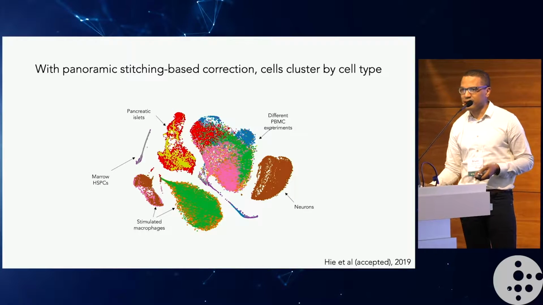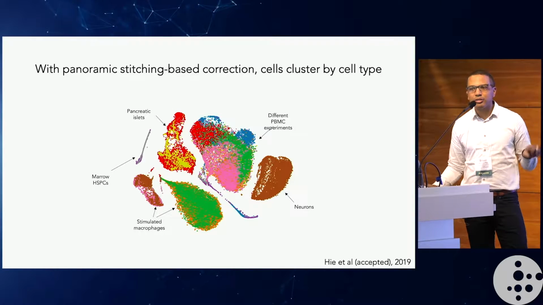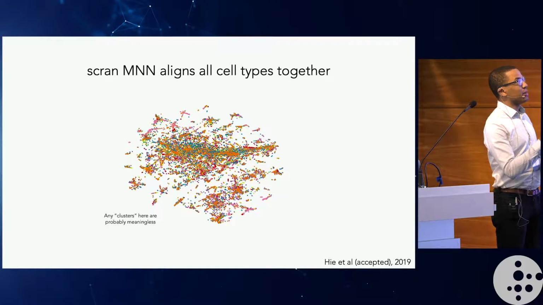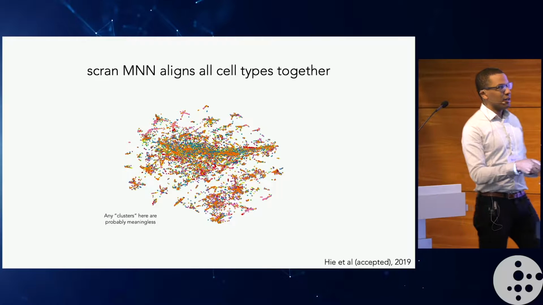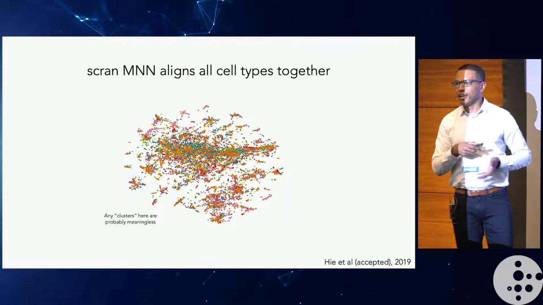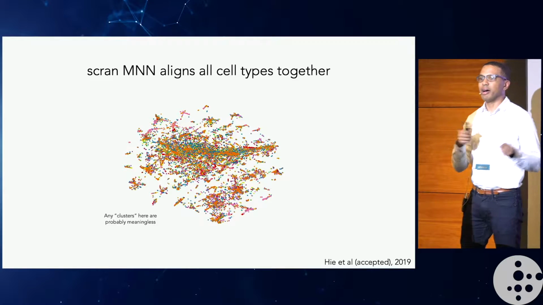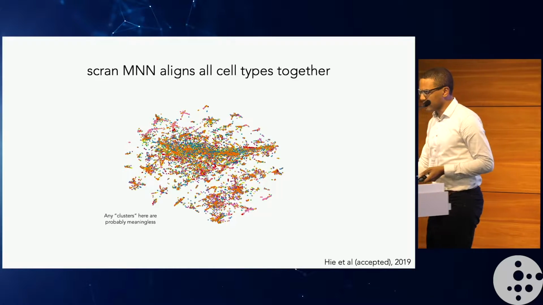And if we compare this to the industry standard that exists right now, which is this method called scRAN, mutual nearest neighbors, you can see that it's not really an interpretable result. All the different cell types are mapping on top of one another.